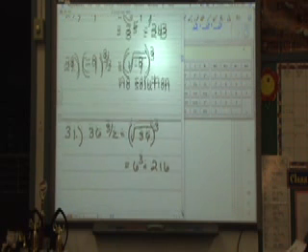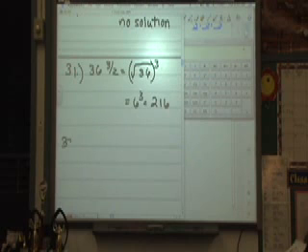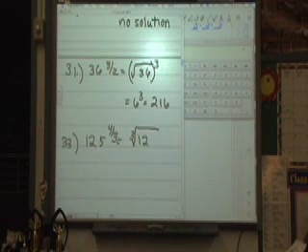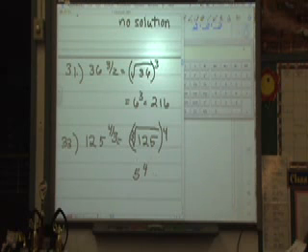And 33, the last one on this page, 125 to the 4/3 power. That's the cube root of 125 taken to the 4th. So what number times itself 3 times makes 125? That's a 5. And 5 to the 4th power is 625.